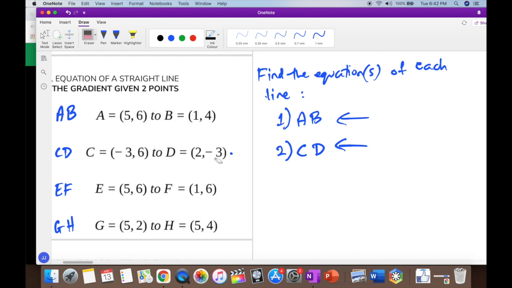How much time do you all think you need for it? 8 minutes. I like a very mathematical answer there. Alright, take 8 minutes. Find the equation of each one of those lines.